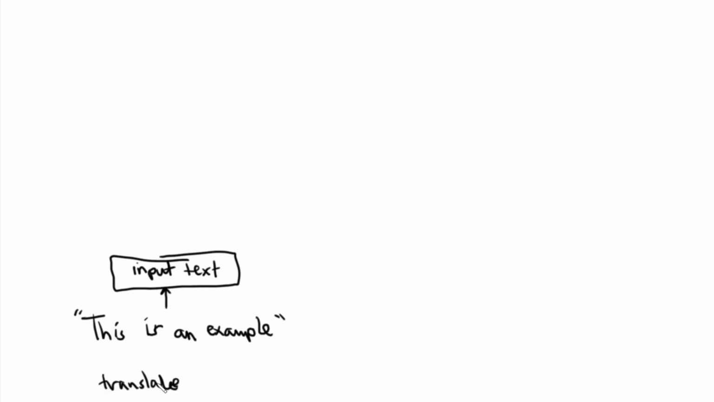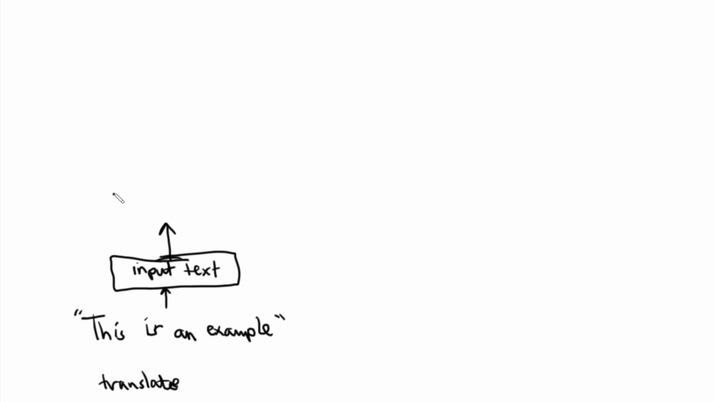So that is the text that we have, right? That's what we're calling the input text: "this is an example." And imagine that our task here is to do translation. We want to translate from English to German. That is our task here. So this is the input text.